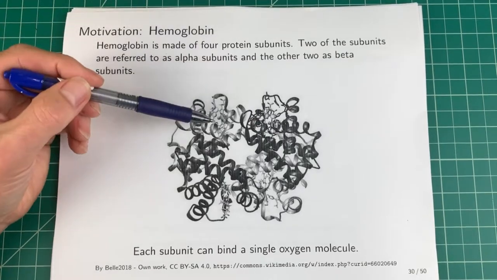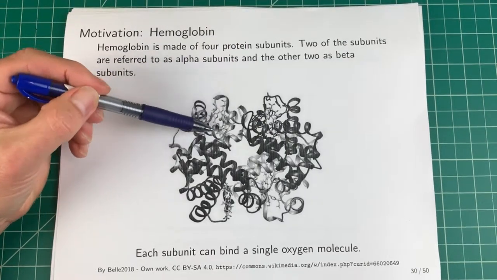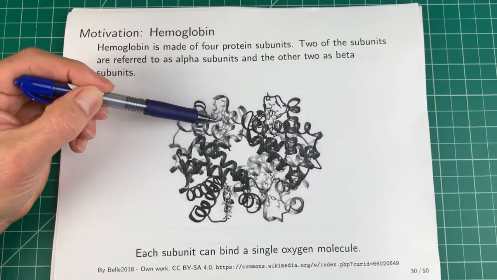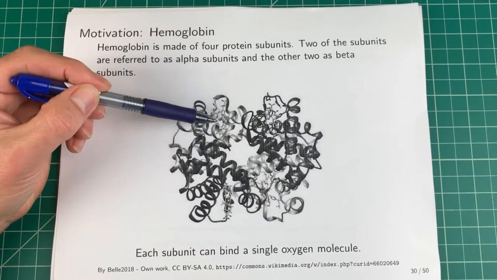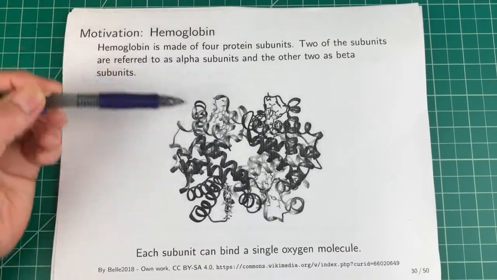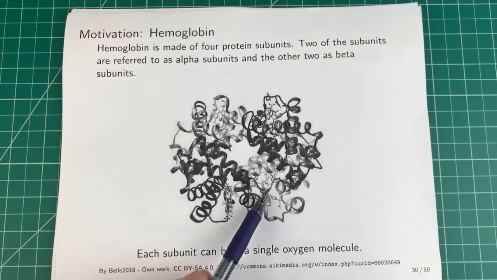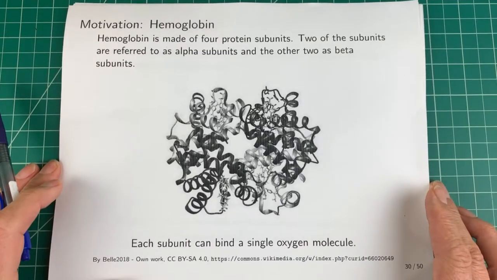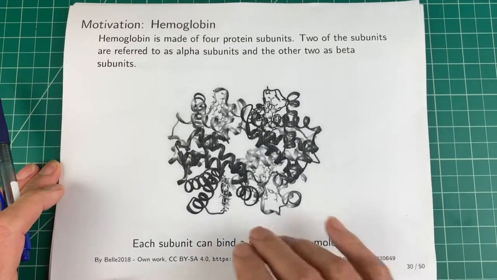And in each subunit, you'll see this. I don't know if you can see it in the image, but there's another molecule which is called a porphyrin ring, and it's this that can carry a single molecule of oxygen. There's four of them: one here, here, here, and here. And so, a single molecule of hemoglobin can carry four oxygen molecules.